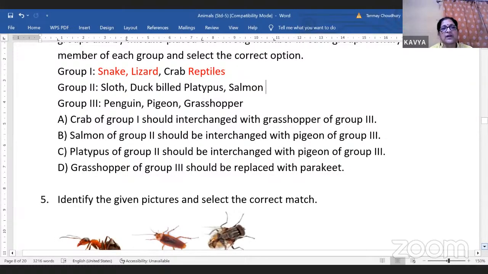Now penguin, pigeon, and grasshopper. All of them can fly. Okay, so this cannot be the answer. Now, let us see the options here. Crab of group 1 should be interchanged with grasshopper of group 3. Why? Because that is not correct. Even if crab of group 1 is changed with grasshopper, it will not make the group complete. I'll just remove this.